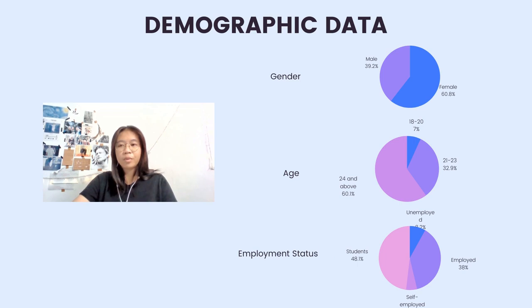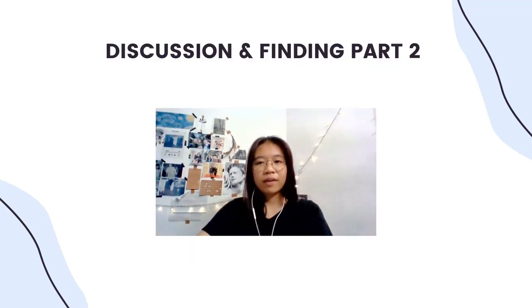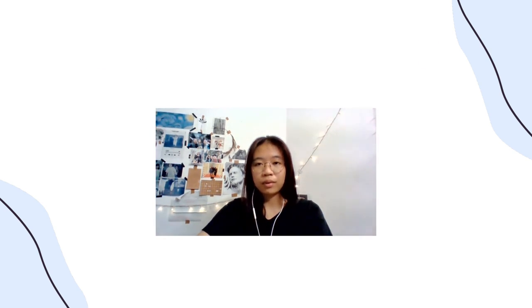Therefore, this is the demographic data from the respondents, where most of the respondents are female, the age of the respondents is mostly 24 and above, and the employment status is mostly student and employed. For discussion and findings for part 2, based on the survey conducted, we found out that the factors that are affecting the users to use social media to find information related to COVID-19 are DSR, which is deficient self-regulation. Second, habit of using social media. Third, social media literacy. And fourth, security.